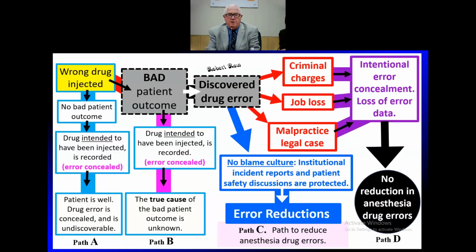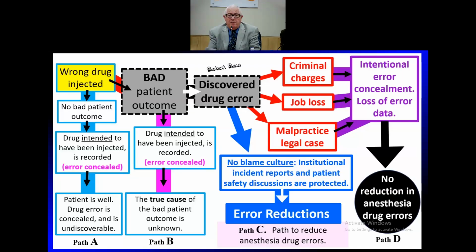Now, here are 4 pathways that a wrong injected drug could follow. If you look at that left yellow box at the top, wrong drug may be injected. You come down path A, there's no bad patient outcome. The drug that had been intended to be injected is written into the records. In other words, the error is concealed. So in the end, the patient is fine, the drug error is concealed, and it's forever undiscoverable.